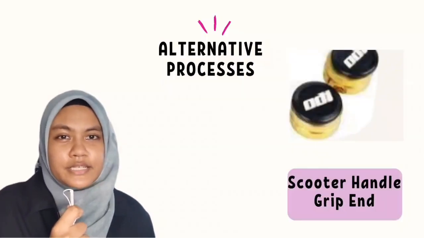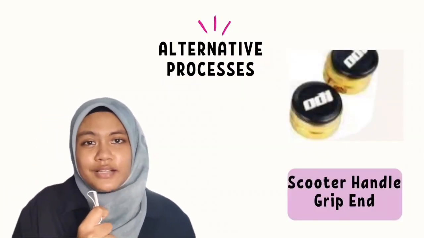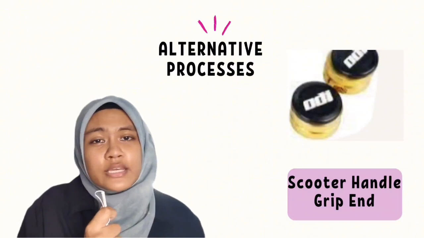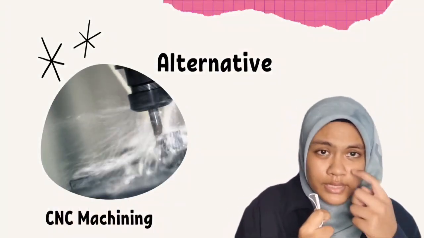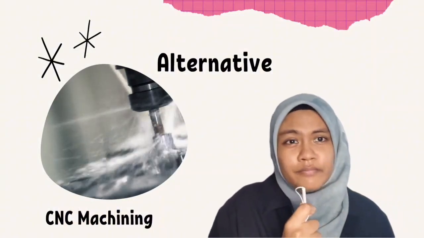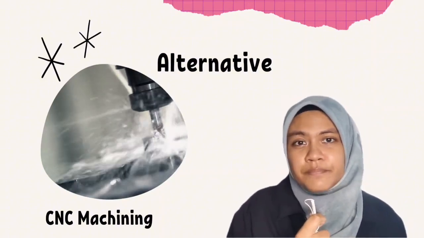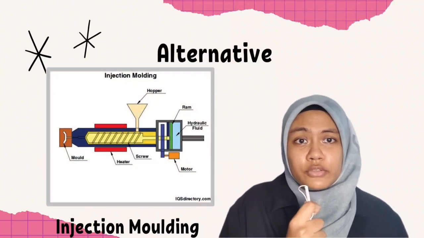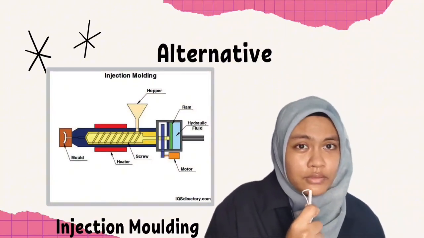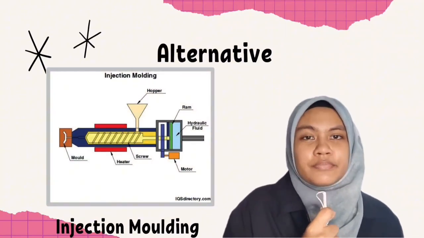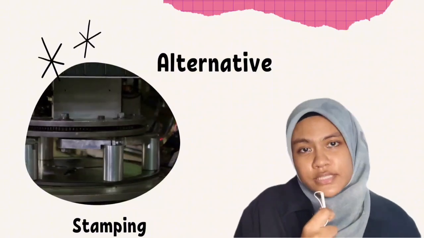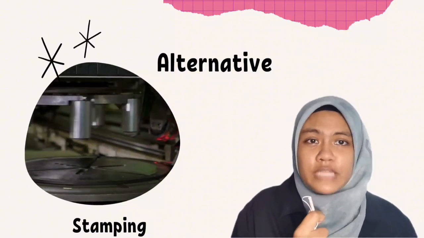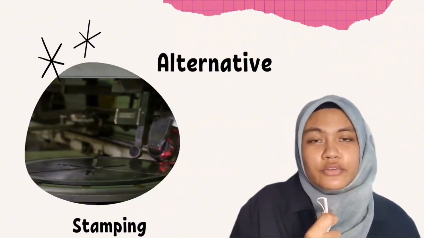The third part is the scooter handle grip end. The first alternative is by using CNC machining. CNC machining provides very high precision for metal ends. The second alternative is by using injection molding. For larger batches, this is an affordable option for plastic ends. The third alternative is by using stamping. Another option is to stamp metals and then slide them into the grip.